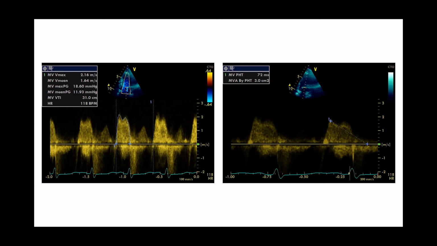And then I see on the right side, the pressure half time is 72 milliseconds. So it's 220 divided by 72. The mitral valve area is given after the calculation. The valve area is measured as 3, which doesn't correlate with the Doppler on the left side, which is indicating severe mitral stenosis. Based on the pressure half time, it's saying it's a normal valve area.